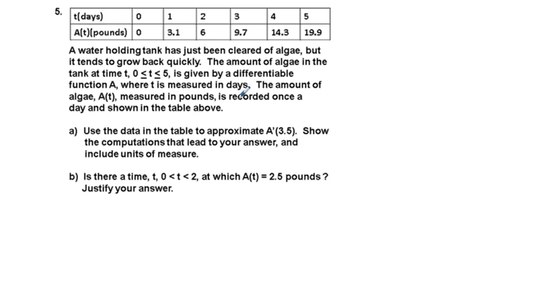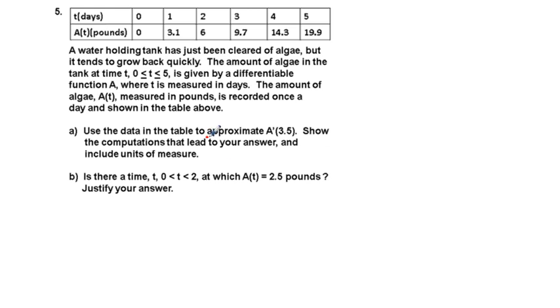Okay, 5. A water holding tank has been cleared of algae, but it tends to grow back quickly. The amount of algae in the tank at time t between 0 and 5 is given by differentiable function A, where t is measured in days. The amount of algae A sub t, measured in pounds, is recorded once a day and is shown in the table above. Use the data table to approximate.